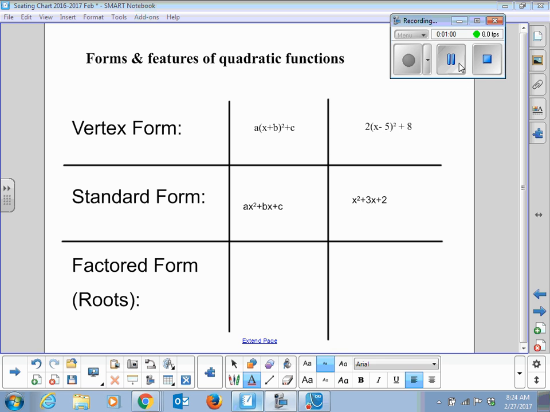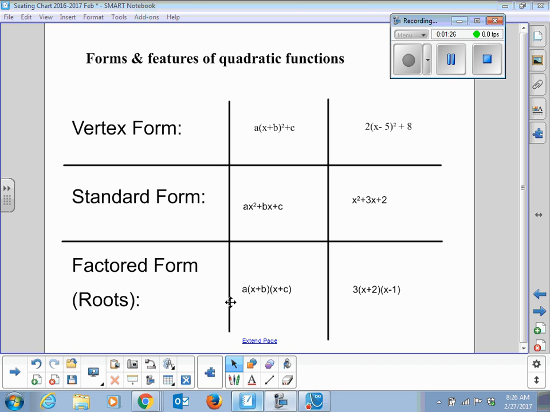Factored form would look something like this. So you have two parentheses, and what's great about factored form is that you can tell from the equation what the roots are. So I can say this is the same as x equal to -2, and the root here would be x equal to +1. So that was the lesson that you should have done first.